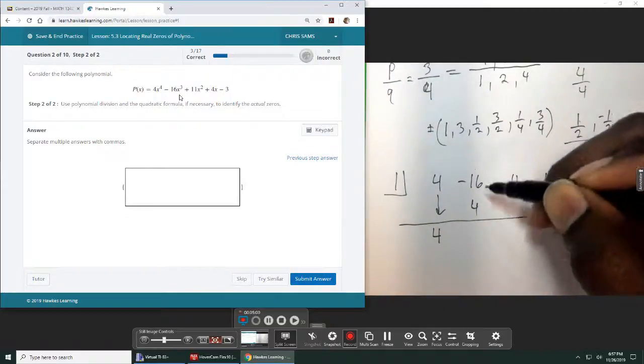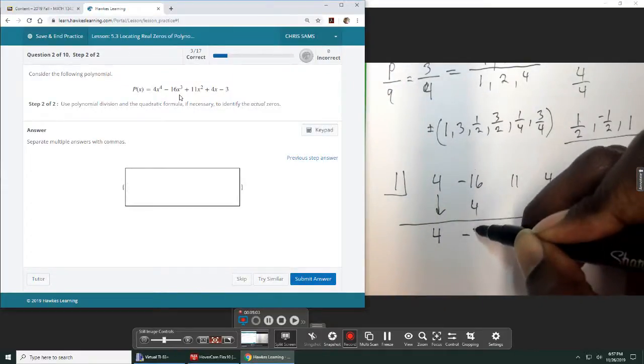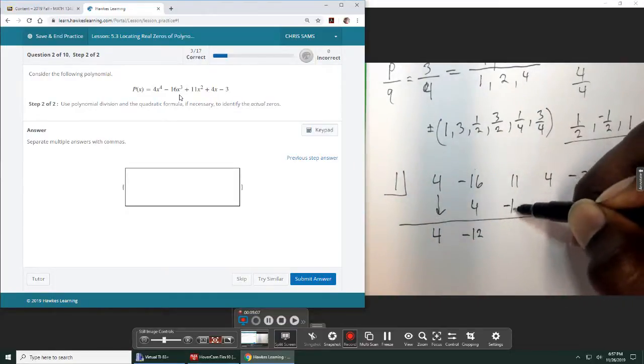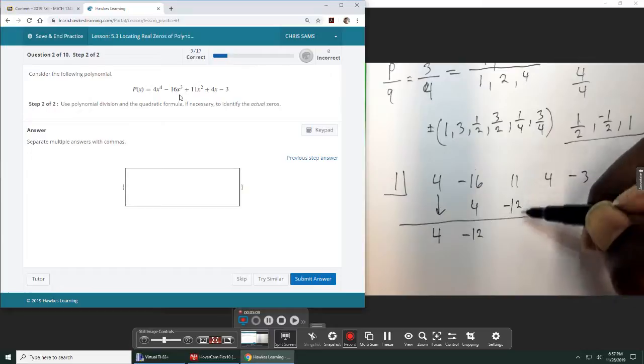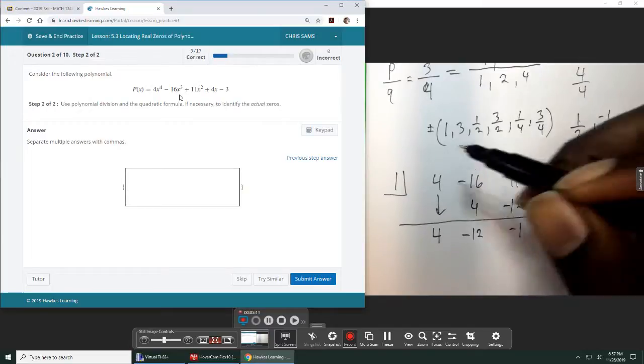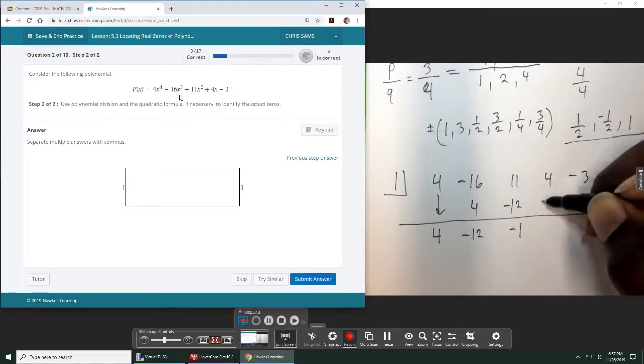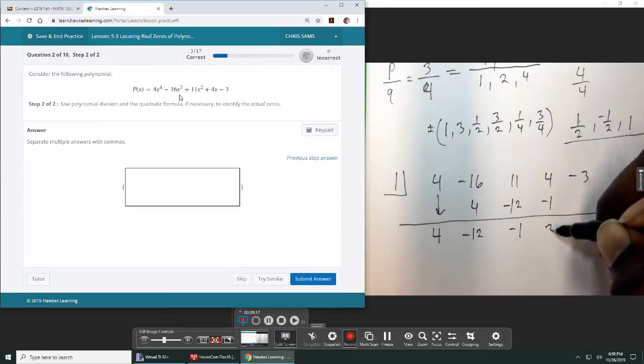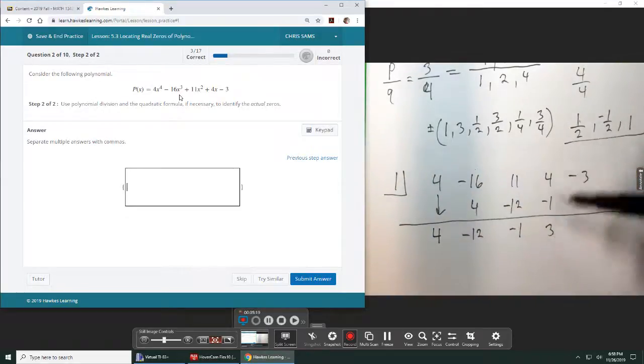Combine, because they're different signs, we get negative 12. 1 times negative 12 still gives us negative 12. Combine these two, we get a negative 1. 1 times negative 1 gives us negative 1. Combine these two, we get a positive 3. And then 1 times 3 gives us 3. And then we combine those, we get a 0. Anytime you end up with 0, that means it goes in there evenly. So 1 is definitely a zero.